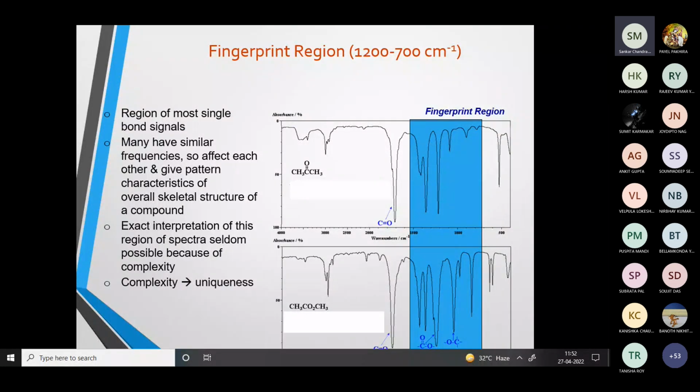And next, that is the fingerprint region. Already told you, that is 1200 to 700 centimeter inverse. 1200 to 700, that is the fingerprint region. That is here for different bending modes. You see here, this is the bending mode. Generally close to 400, some metal halogen bonds appear particularly, but 700 to 1200 is for the carbon-carbon bond system.